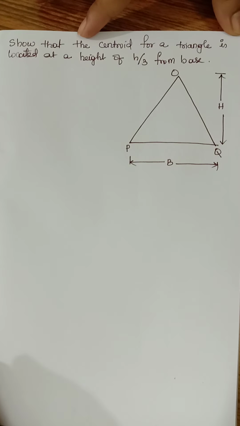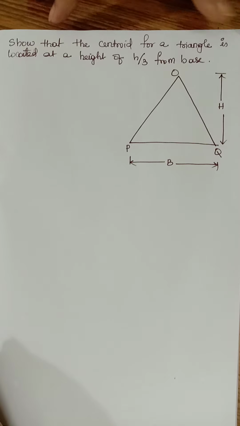Hi friends, in the last problem I explained how to determine the coordinates of the centroid for a rectangle of width B and depth D. Now the next question, the second question, I'm going to determine the coordinates of the centroid for a triangle. The question is given like this.